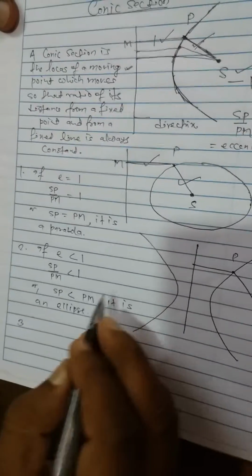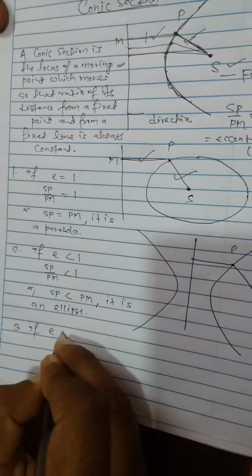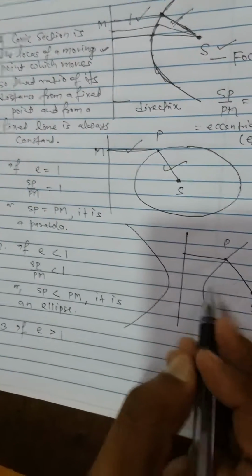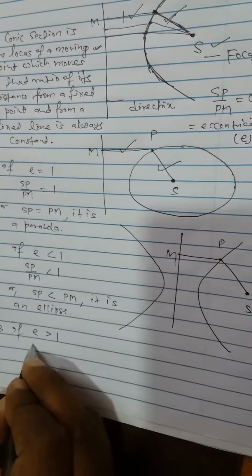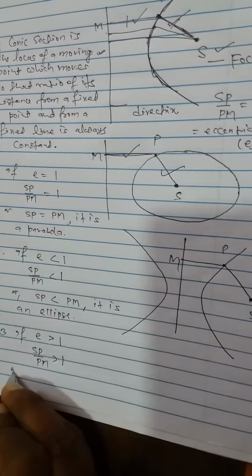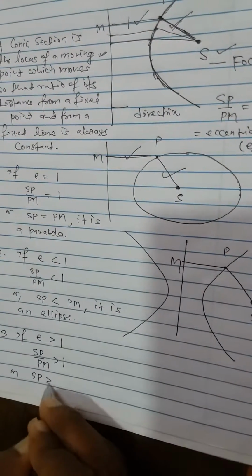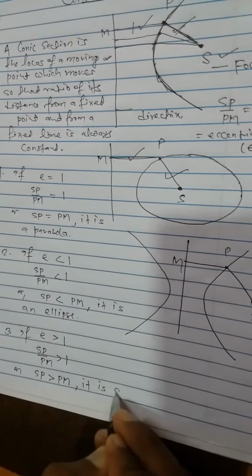And we are going to move to the third case. If eccentricity is greater than 1, what is eccentricity? Eccentricity is SP divided by PM. SP by PM is greater than 1. Let us do the cross multiplication. SP is greater than PM. It is a hyperbola.